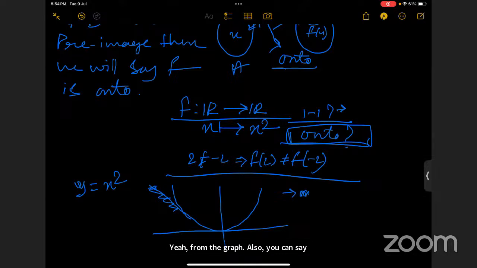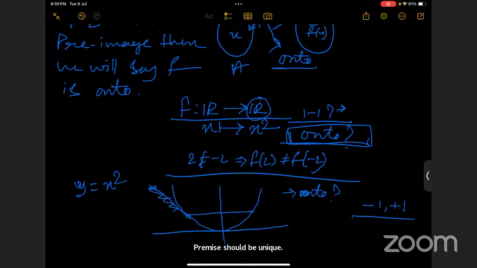Ma'am, it depends on the codomain, I think. The codomain is given as R. Then this is not onto. This is onto, ma'am, because -1 and +1 have the same image. It is not onto because if you pass a horizontal line, it will have 2 points on the curve. Should the pre-image be unique or not?